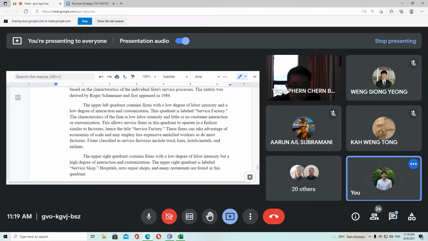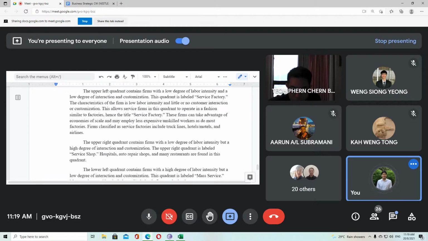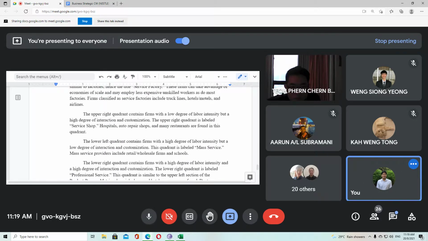The upper right quadrant contains firms with a low degree of labor intensity but a high degree of interaction and customization. The upper right quadrant is labeled service shop. Hospitals, auto repair shops, and many restaurants are found in this quadrant. The lower left quadrant contains firms with a high degree of labor intensity but a low degree of interaction and customization. This quadrant is labeled mass service. Mass service providers include retail or wholesale firms and schools.